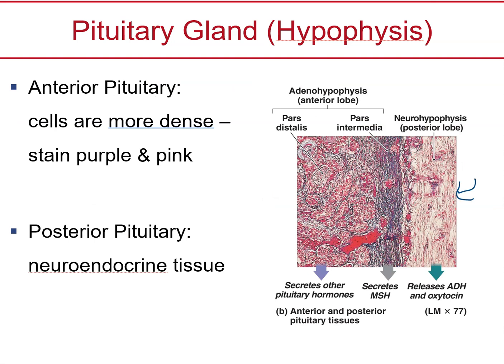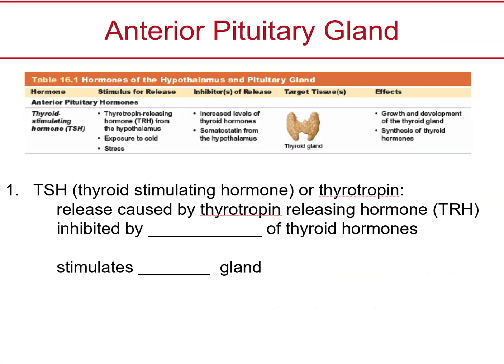In fact, if you look at it, it looks long and stringy because of all the axons. So it's more like a nervous tissue than an endocrine, whereas the anterior pituitary is a true endocrine organ. You have lots and lots of cells, so it looks very, very dense, and it often stains kind of purple and pink. So let's look at the hormones from the anterior pituitary gland.